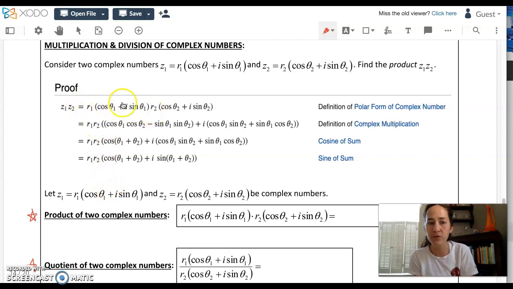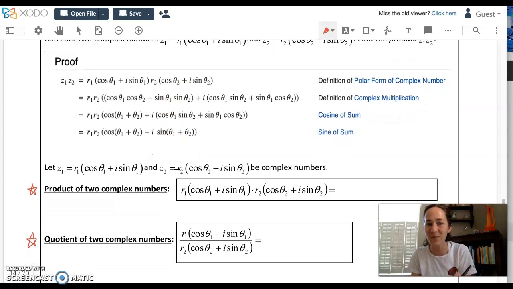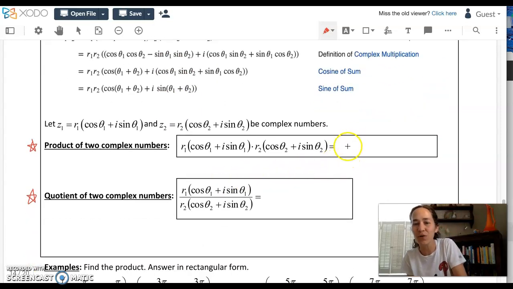You'd multiply the two r's together. That just got shifted out front in the proof. And then once you FOIL and simplify carefully the two binomials that are present, you end up getting an old friend: the cosine of a sum identity, the cosine of the first angle plus the second angle. And then you get the sine of the sum identity in another set of parentheses, the sine of the first angle plus the second angle. So that you don't have to go through this entire process every single time we multiply, just use this rule. Here's the summary.